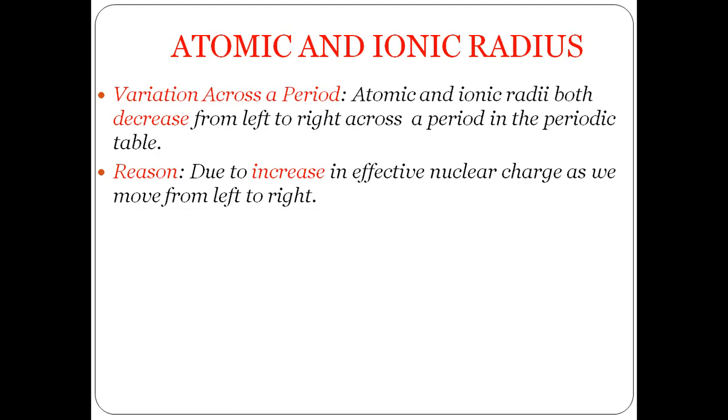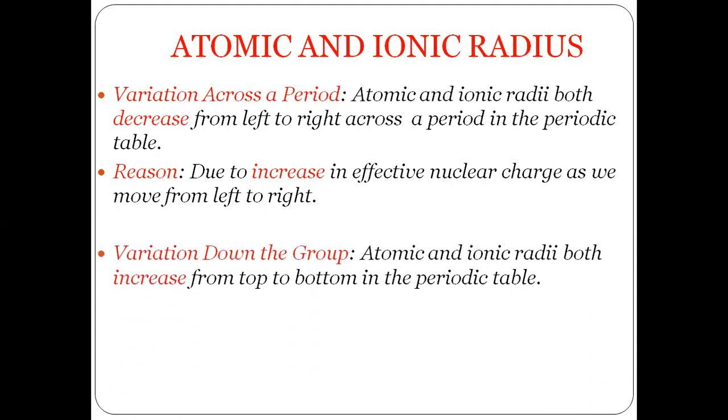And a very important thing: when we are moving in a period, the number of shells remains fixed. The principal quantum number remains the same. As a result, there is no increase in the number of shells, so the electrons are at a fixed distance from the nucleus. Because of the increased nuclear charge, they are pulled closer to the nucleus by the force of attraction. As a result, the size will shrink; it will decrease.